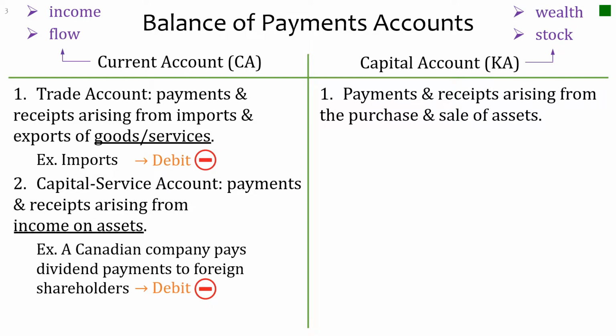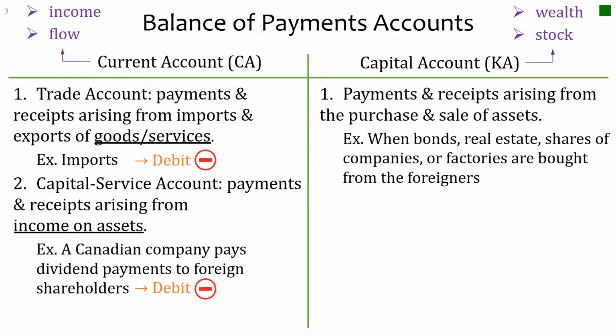Capital account, one type of it is payments and receipts arising from the purchase and sale of assets. For instance, when bonds, real estate, shares of companies or factories are bought from the foreigners. If you're buying something from foreigners, that would be a debit. By the way, this word assets in economics, here are examples of assets like bonds, real estate, shares, factories. Okay, so these are examples of assets in economics.